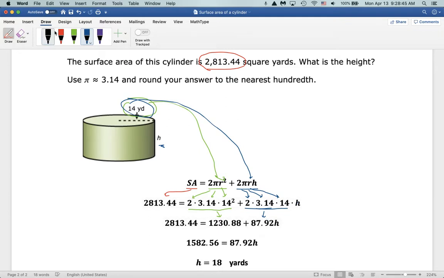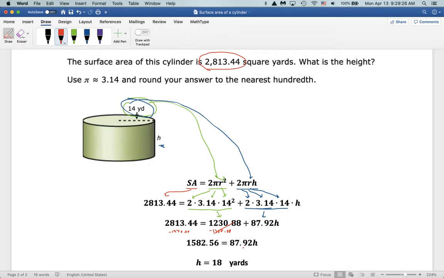Now, the next step is I need to subtract this 1,230.88 from both sides of the equation. And I'm going to do that over here, minus the 1,230.88. I wrote those really small, but you get the idea. I'm subtracting both those off. That cancels, and that gives me 1,582.56, equaling this 87.92 times h. I couldn't add these, right? I had to subtract that over.